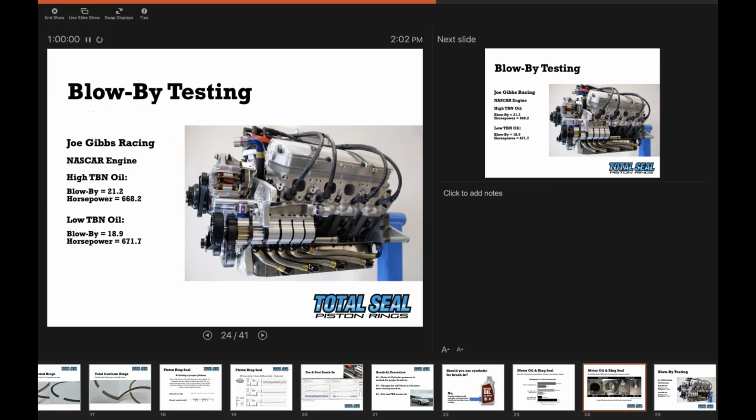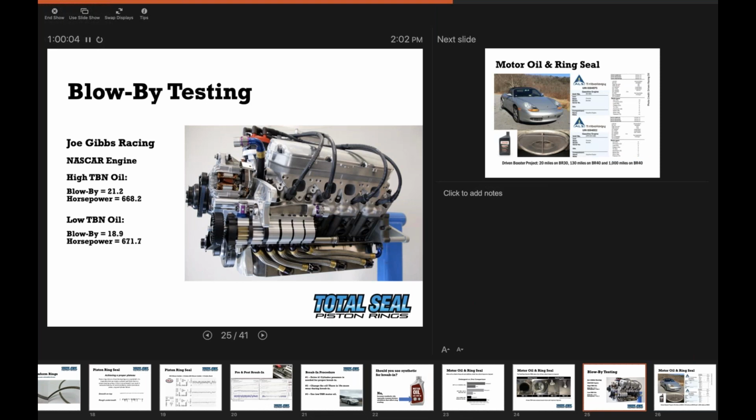And we also were able to verify that at Joe Gibbs Racing. You look at the high TBN oil, and the blow-by was 21.2, horsepower is 668. Swap it over to a low TBN oil, and it's 18.9, 671. Now, the trick here is we actually ran the low TBN oil first, right? So all the data we have over all the years points to low TBN oils are better for break-in. It speeds everything up. It helps things seat in better.